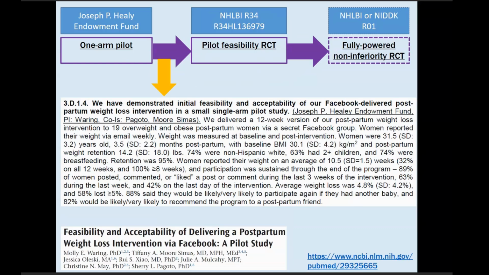So an R34 is a really cool mechanism. It's a 3-year grant. It's $150,000 a year, so bigger than an R21, smaller than an R01. And the NHLBI offers one specifically to conduct pilot studies, and specifically pilot studies that will provide critical preliminary data to support the conduct of a fully powered trial. So the whole point of the R34 is to do a pilot feasibility RCT. And they really want you to say, okay, what are the feasibility issues you need to work out now before going to a fully powered RCT?